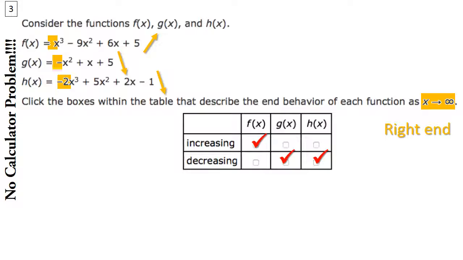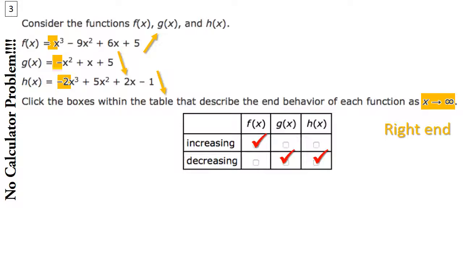Going downhill, so decreasing there. Now, that's all the question was asking, but what if it asked about the left end behavior? Can we figure out the left end behavior as well? Well, we could. In addition to the leading coefficient and figuring out what the right side's doing, we'd then have to make sure we know about the degree.